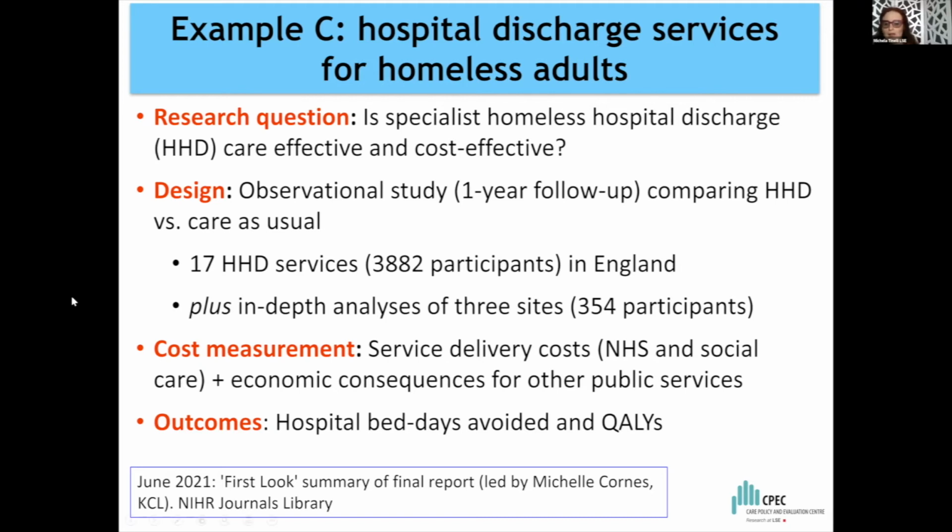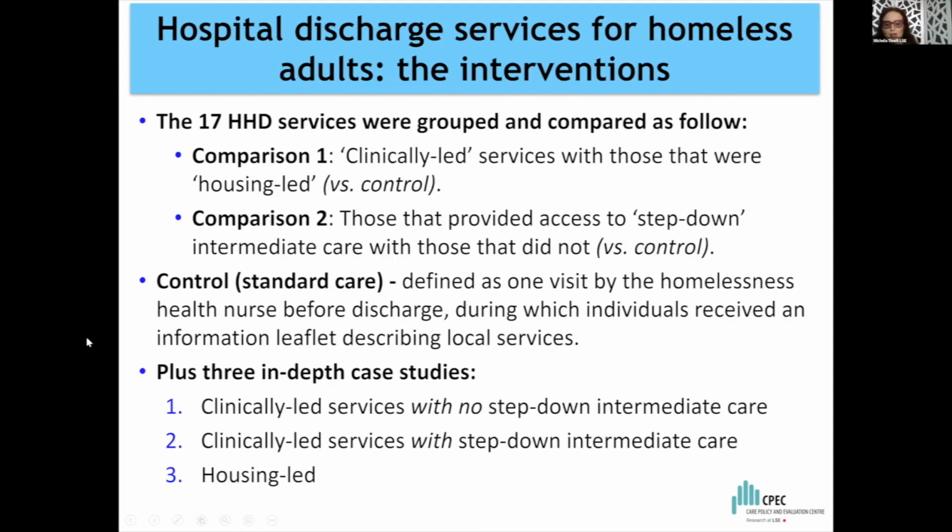I will define everything in a minute. We looked at 17 sites. They offer different types of services, but we also had in-depth analysis in 3 of them. For all the 17 sites, we considered the cost for NHS and social care related to service provision, but for the in-depth case studies, we also included drug and alcohol treatment costs, housing, criminal justice, and much more. The outcomes for us were effectiveness in terms of bed days avoided, but also health utilities and quality adjusted life years. Next slide, please.